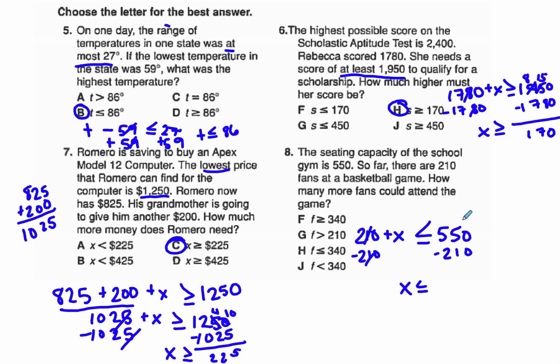X is less than or equal to 0 minus 0 is 0. 5 minus 1 is 4. 5 minus 2 is 3. X is less than or equal to 340. Here they use the letter F for fans. That's going to be the first one, letter F.